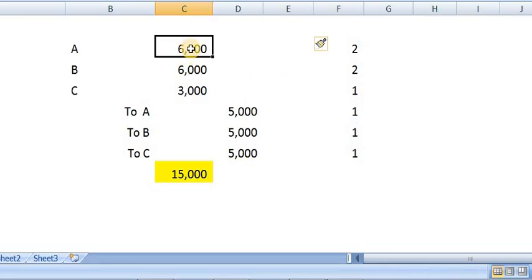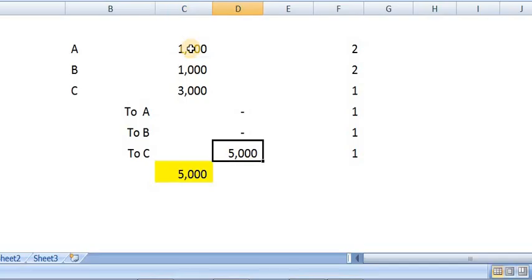A, debit 6,000, credit 5,000. That means debit 1,000. B, debit 6,000, credit 5,000. That means debit 1,000. C, debit 3,000, credit 5,000. That means credit 2,000. Is it clear? C, debit 3,000, credit 5,000, that means debit nothing and credit 2,000.